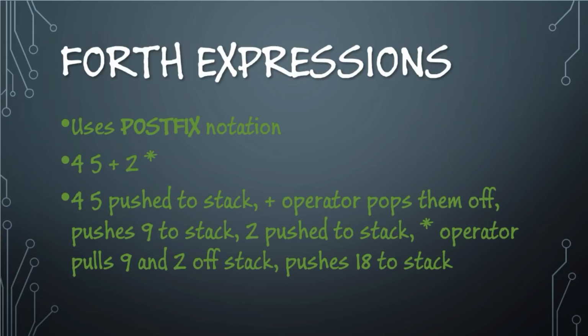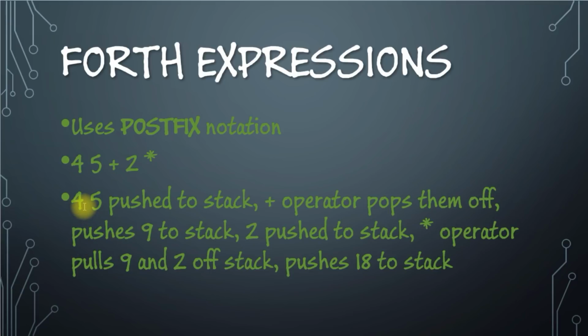With Forth, you give it the operands, that is, the numbers first, and then the operator so it knows what to do with those numbers. For example, the equation we just used, x equals the quantity of 4 plus 5 times 2, in Forth we would enter that as 4, 5, plus, 2, times. Now that looks really odd till you learn how to read it.